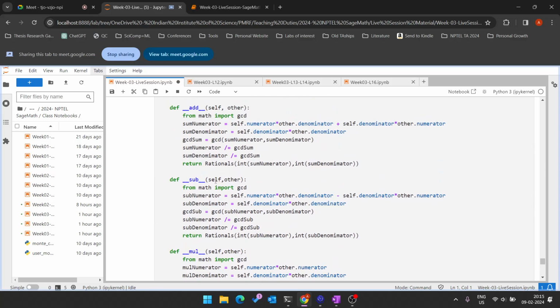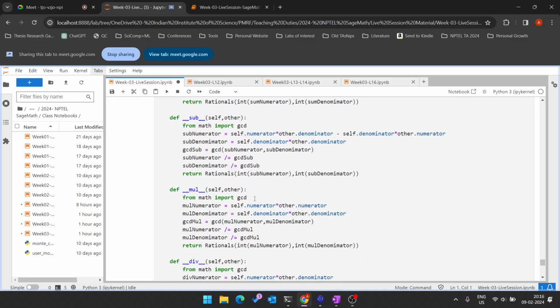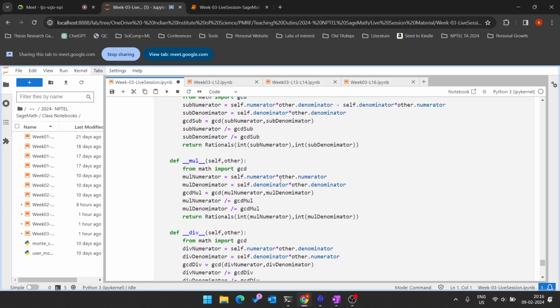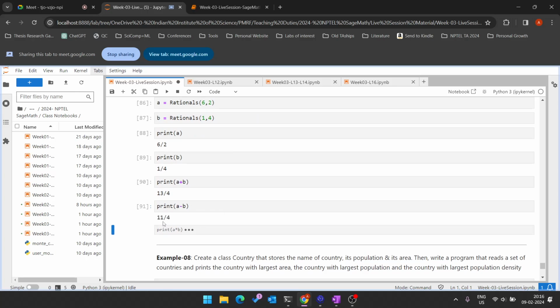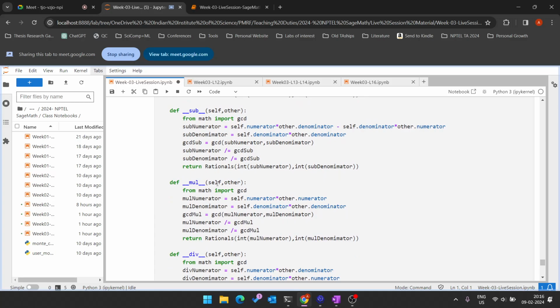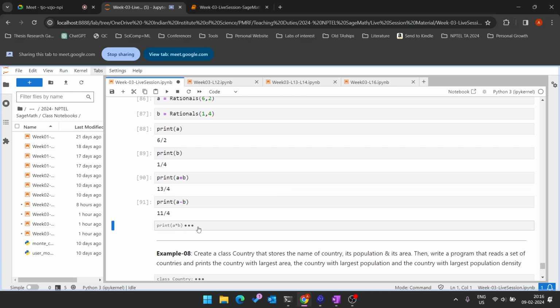Similarly, I have written a subtract method which does a by b minus c by d. Again, you get it as ad minus bc upon bd. Again, calculate their GCDs, divide by the GCDs, and then return a rationals. So were I to print a minus b, I get 11 by 4. Next, I have the mul method, which does the multiplication. A by b into c by d is nothing but ac upon bd. Again, divided by GCD and so on.